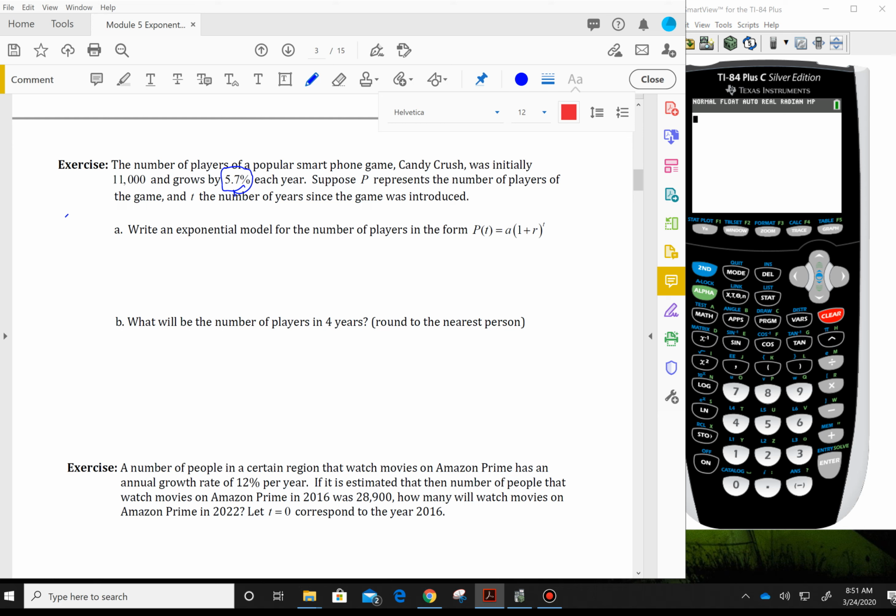Here we're looking at just form recognition. They tell us A, the initial population, and they tell us R, the growth rate. So our exponential growth curve would look like P of T, the 11,000 that we start with, times the 1 plus, write your percent as a decimal, 0.057 raised to the T.